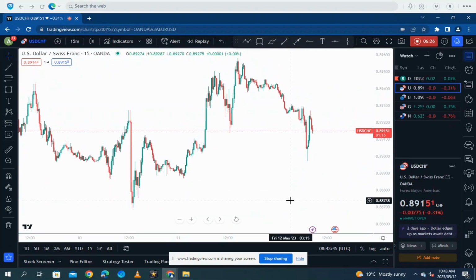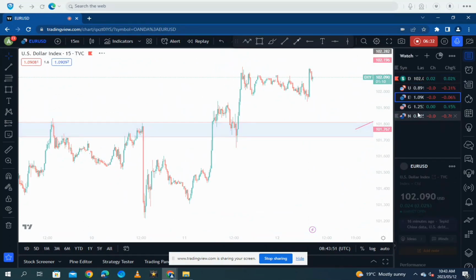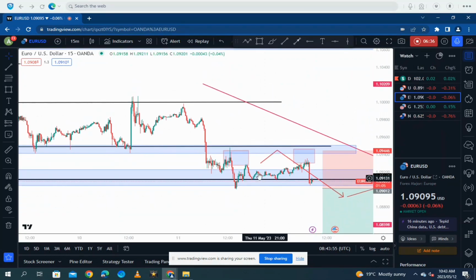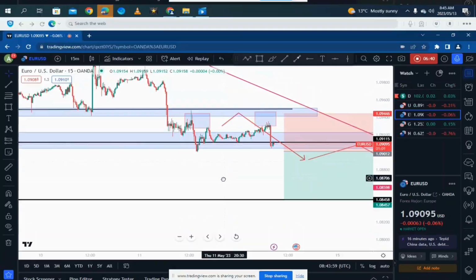But anyway, that is just an update of the trades that we took or the trades that we are looking to take. But if you are not in any trade, there's a beautiful sell here on Euro USD. However you want to trade your strategy, and then you can just go ahead.